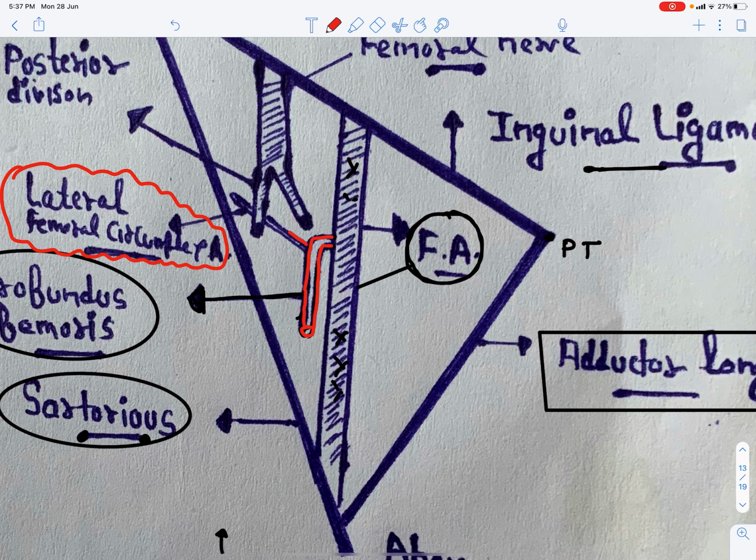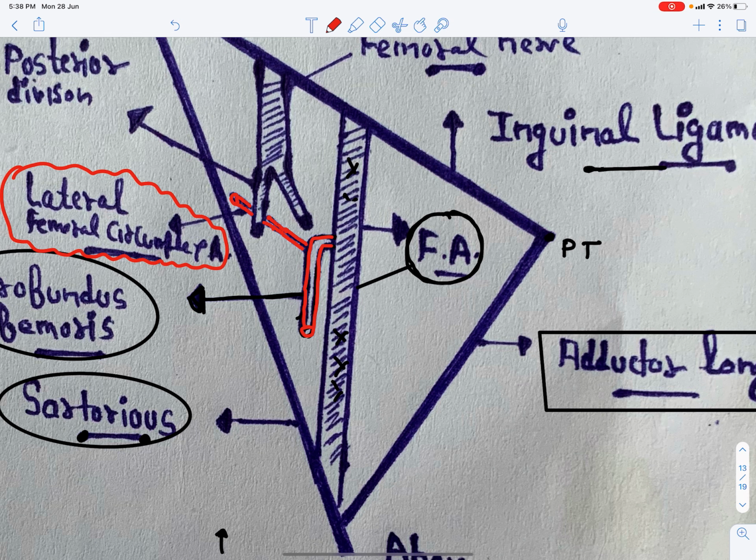Again from the profundus femoris artery, this is one branch here. What is the name of this branch? This is called the lateral femoral circumflex artery. So two branches arise from the profundus femoris. Second is the medial femoral circumflex artery, right? In the diagram I am going to show only the lateral femoral circumflex artery. Clear?